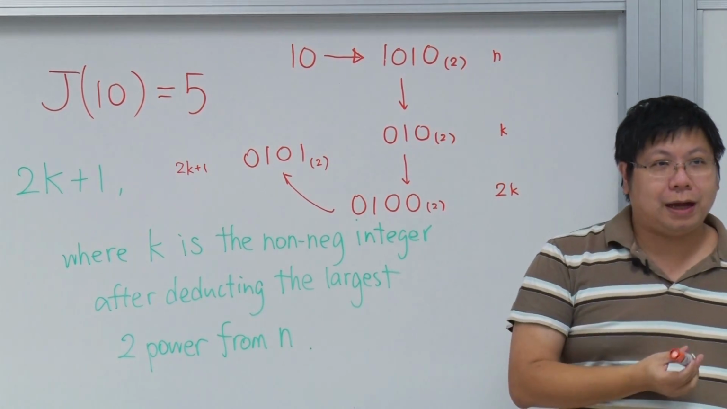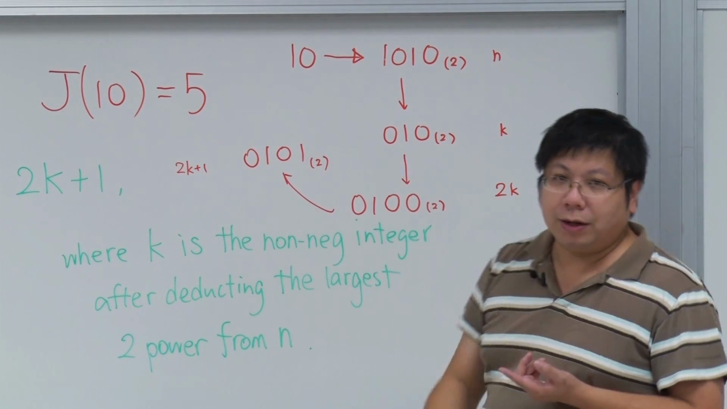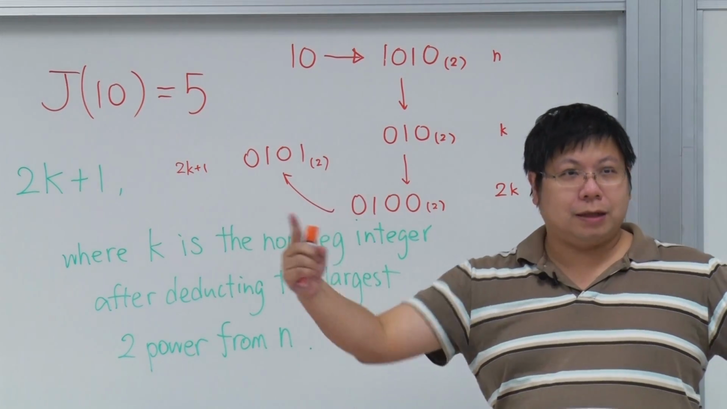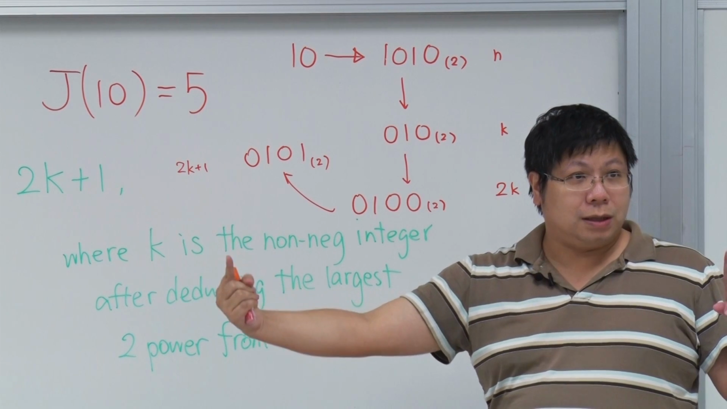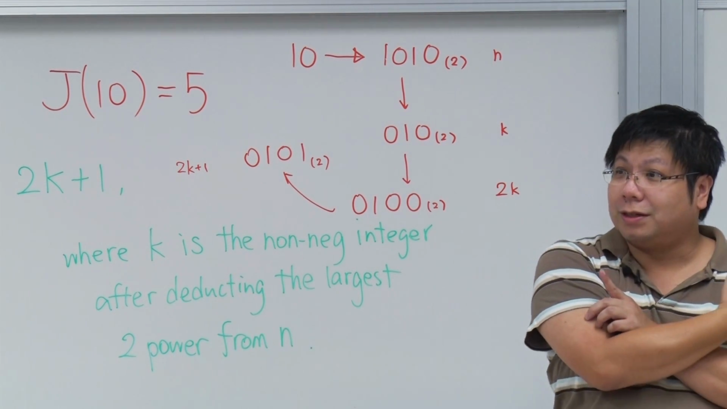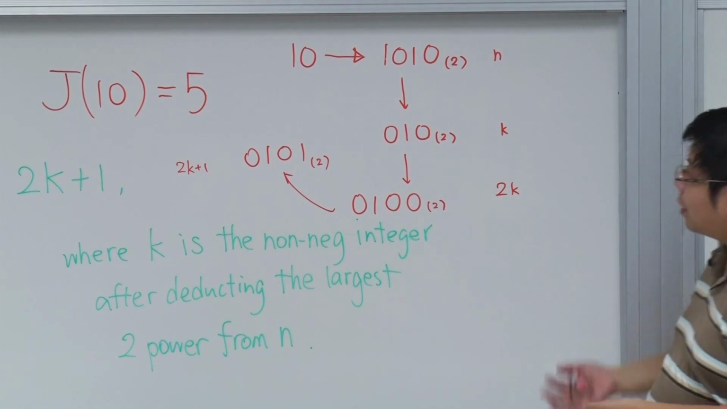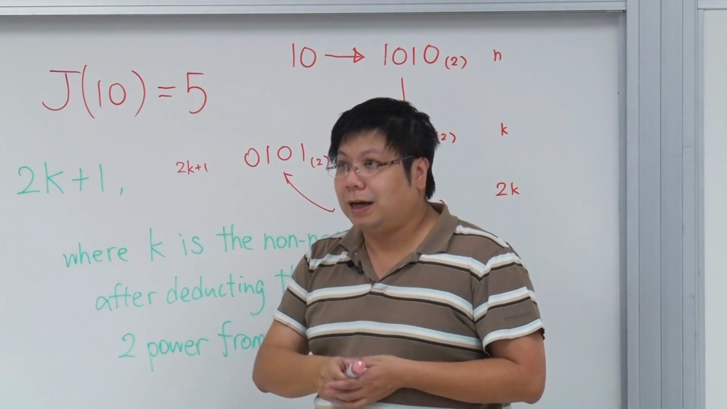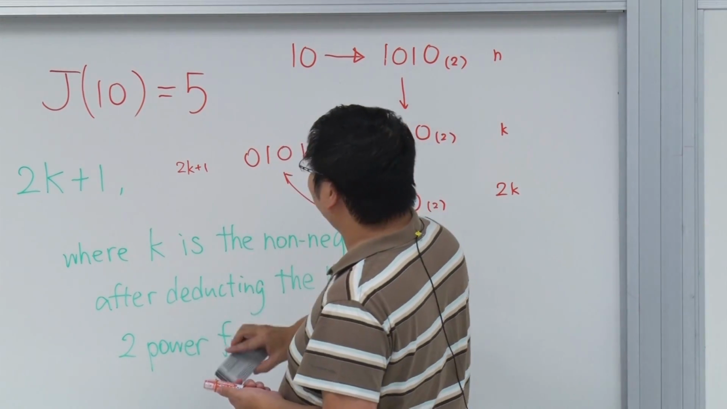So for any number n, the Josephus number, let me call it J(n): make the number n into binary, move the leftmost bit 1 to the rightmost position, and that will be the answer. For this question, we'll ask you to prove that this is correct. There are some hints, so try to take out the hints and then it will be easy to prove by induction.